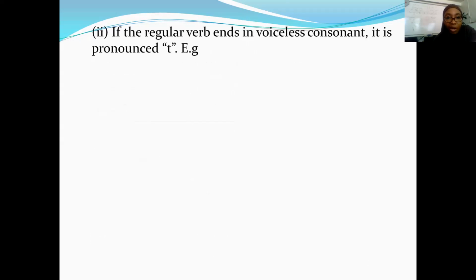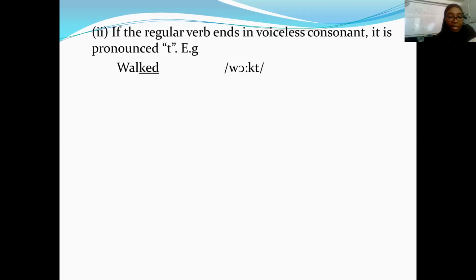Now, there's another rule that we have to take a look at. If the regular verb ends in a voiceless consonant, the ed is pronounced t. Example, you have the word walked. Now, this is a verb that ends in ed, but because the sound before the ed is a voiceless consonant, the k sound, it is pronounced t.